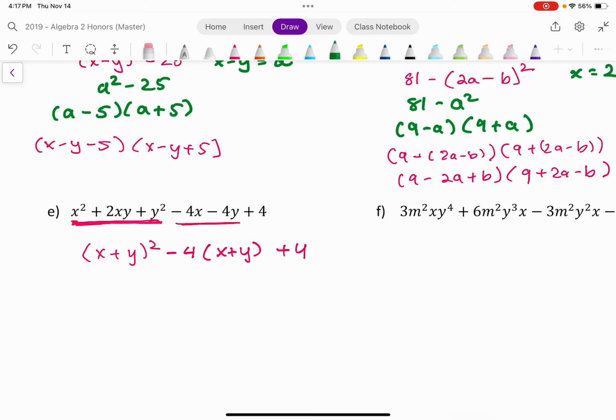So the perfect square trinomial is the biggest clue here of how to approach this. Sometimes you have to play around with it. If one thing doesn't work, try something else. This is what makes this fun. It's like little puzzles you have to solve.